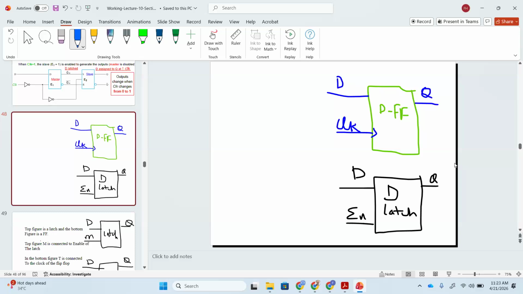Can anyone tell me the difference between the flip flop and latch? Anyone may answer. I may give some points. The latch depends on the level the clock is at, while the flip-flop depends on the edge.